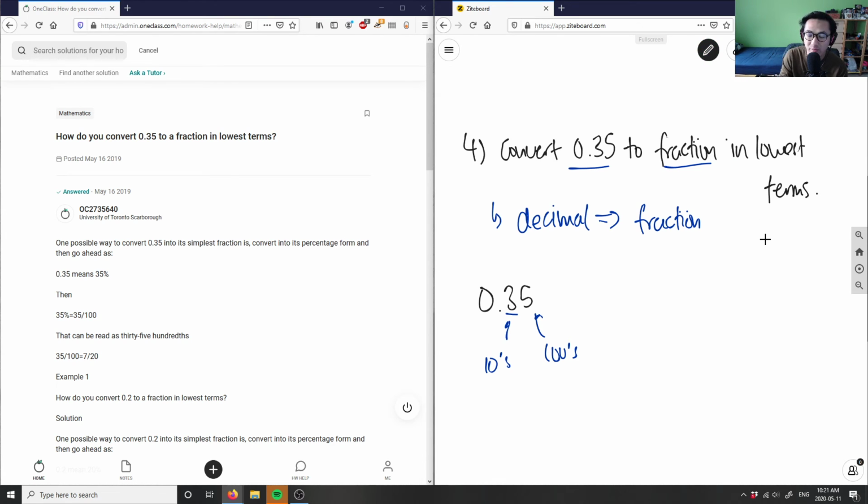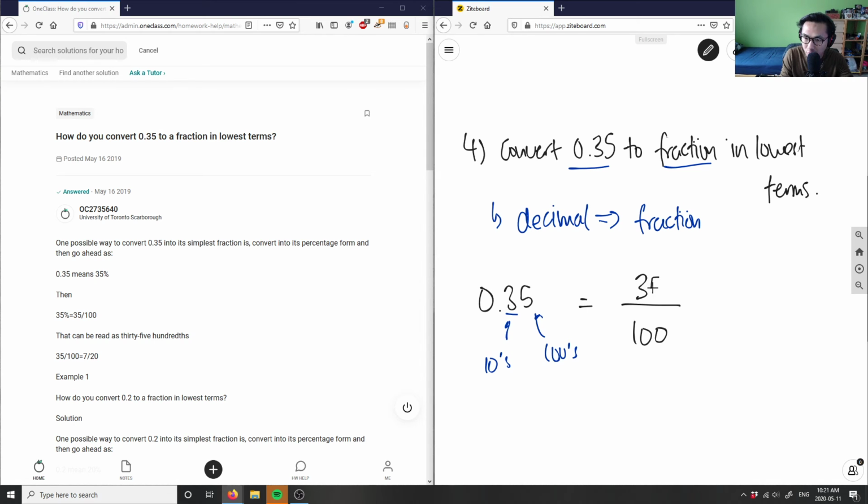So 0.35 therefore equals a fraction. The denominator is going to be based on the last digit of my decimal here, and in this case it would be 5, but then remember 5 is in the hundredths place, right? So therefore this denominator here is 100. Then my numerator is simply whatever's in the decimal here. So this here is simply 35.